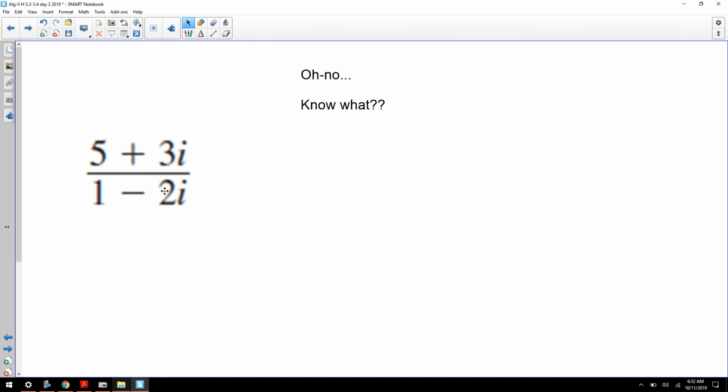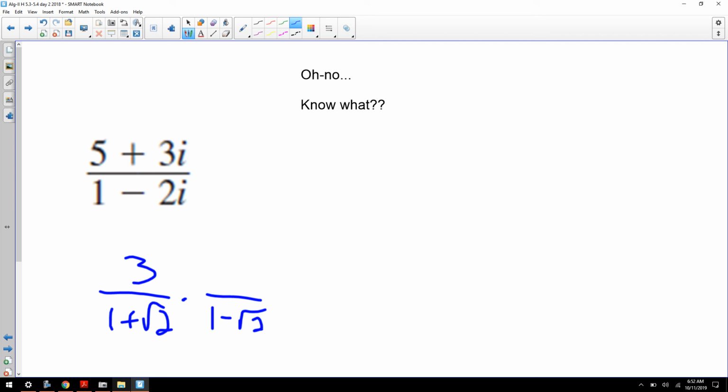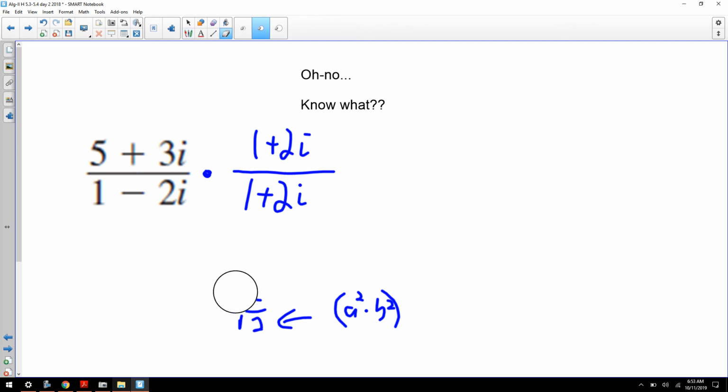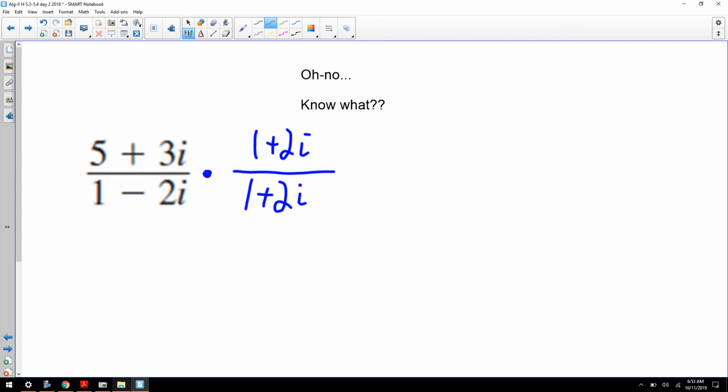Yesterday, we did this exact same problem with square roots. Today, we're going to do it with the i value. Yesterday, when we had 3 over 1 plus root 2, we multiplied the top and the bottom by what we call the conjugate. Here, it was 1 minus root 2, because this created a difference of squares. We're going to do the exact same thing here and multiply by the conjugate. So it's going to be 1 plus 2i. Once again, it's just a double foiling problem. Follow your signs, follow your order, square it on the denominator.